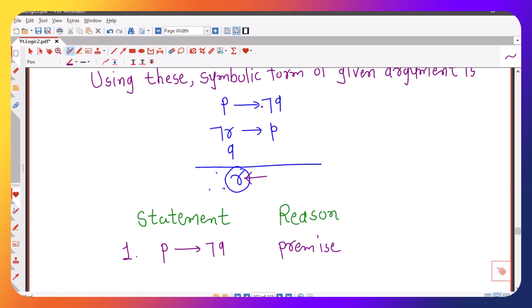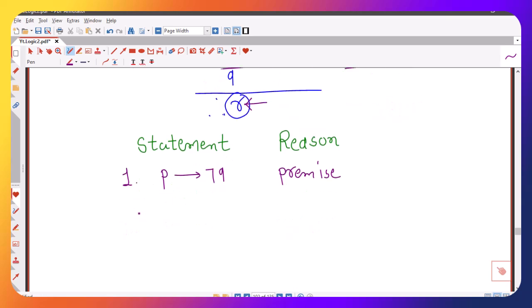Here I have p implies negation q, and here I have negation r implies p. So if we check the contrapositive of this, then I will have q implies negation p, and the contrapositive of this will be negation p implies r. So what I can do is write down this premise, then write its contrapositive, then write down this premise, then write its contrapositive, and for these two I will use hypothetical syllogism. So in this second step I am writing the contrapositive of 1.